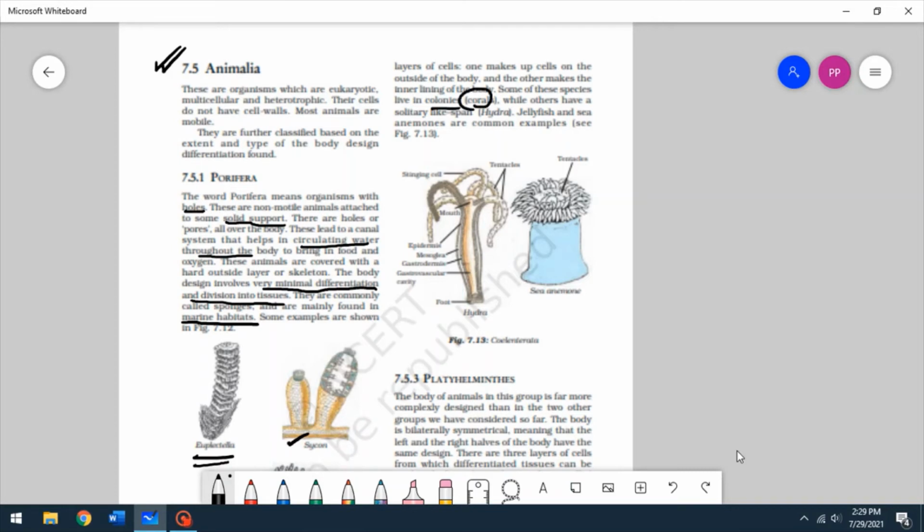So some of these species live in colonies. One example would be corals that you find in deep seas, while others are solitary, like hydra and jellyfish and sea anemone. Alright, so hydra, sea anemone, jellyfish, and corals, they are examples of Cnidaria.